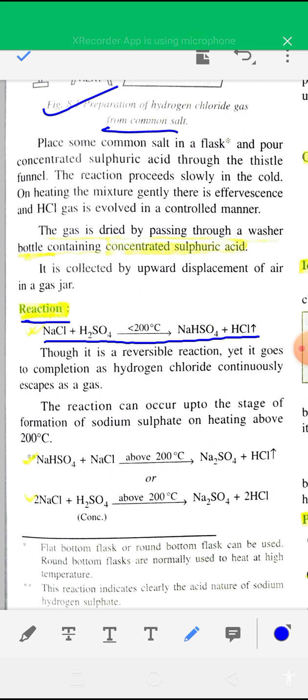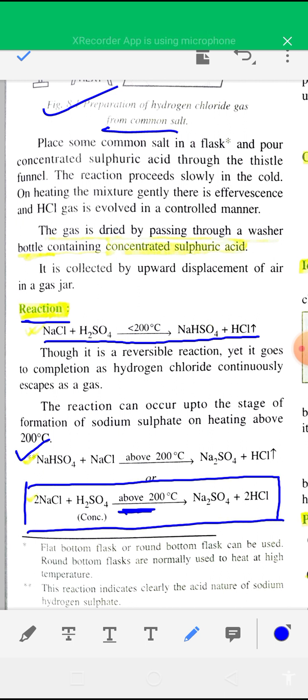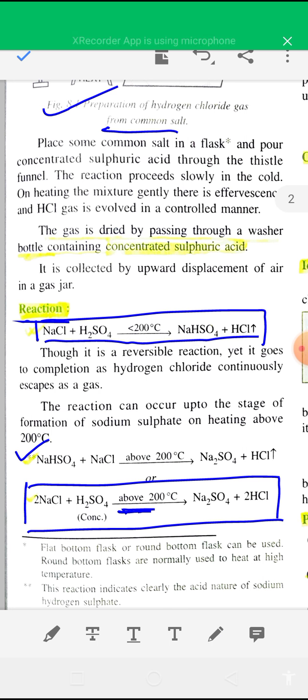And if the temperature is more than 200 degrees Celsius, then you will get sodium sulfate and HCl. Here it is given NaCl plus concentrated H2SO4 above 200 degrees Celsius, you will get Na2SO4 and HCl. But below 200 degrees Celsius, you will get sodium hydrogen sulfate and HCl, hydrogen chloride. So this is the lab preparation of hydrogen chloride from sodium chloride and concentrated H2SO4.